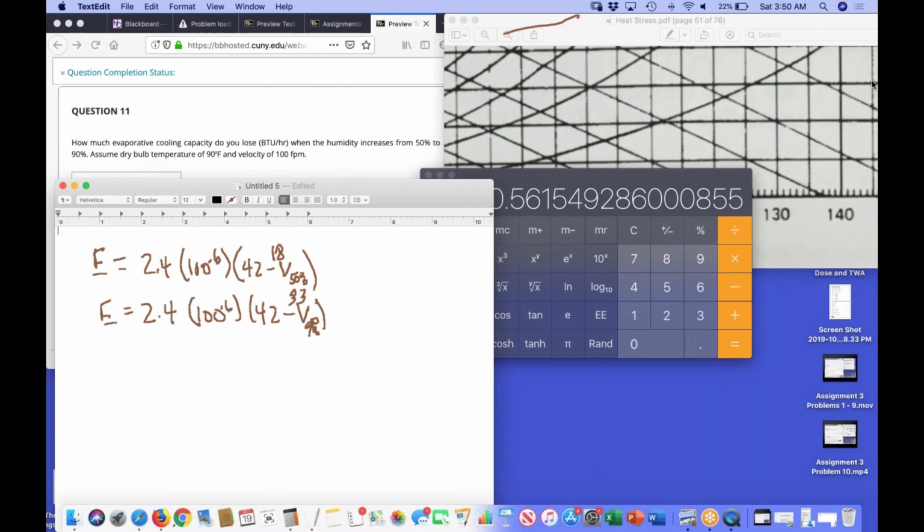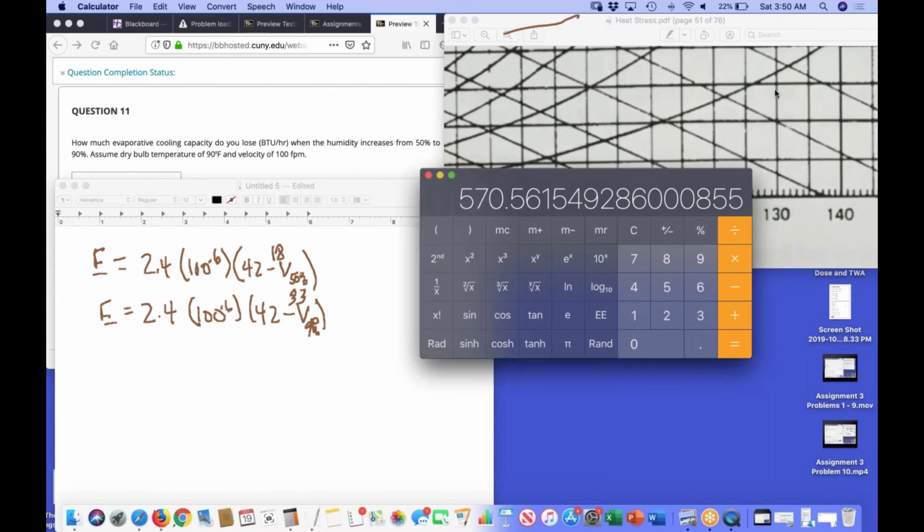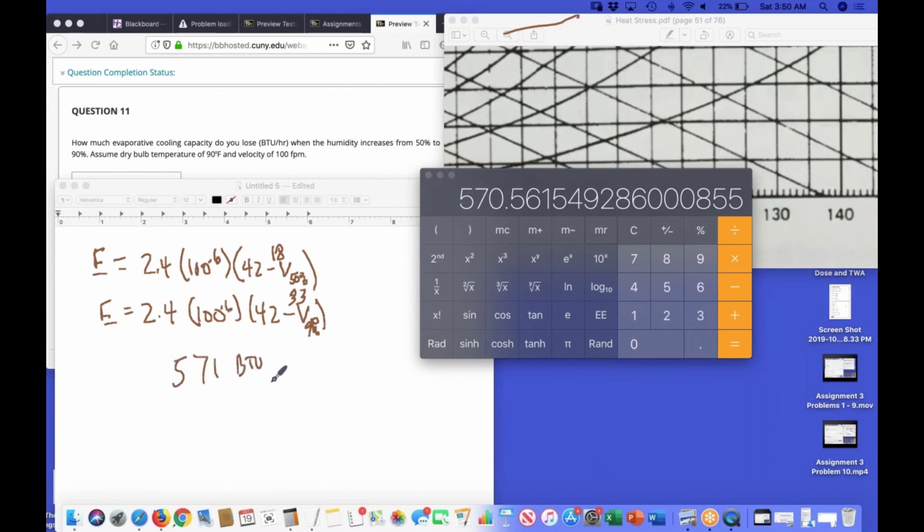So the difference in the amount of heat that I can reject, at the same temperature and the same air movement, because of an increase of humidity from 50 to 90%, is 571 BTUs per hour. Just write it down in case you can't hear me. 571 BTUs per hour. And that would be our answer to that question.